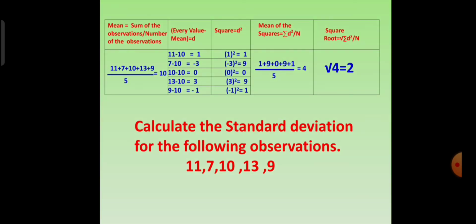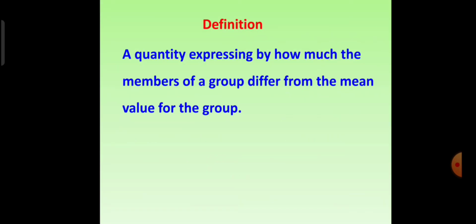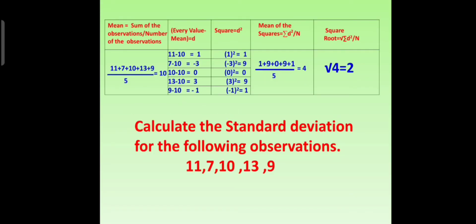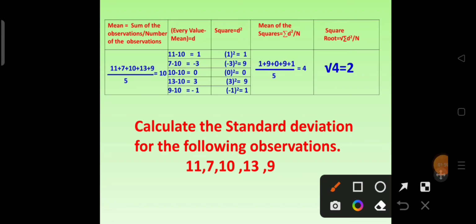Then the second step is the difference. That means we have to find out the difference between the mean and the known observation values. The first observation is 11 and the difference between 11 and 10 is 1. The second observation is 7, and if we remove the 10, that means the mean, from the 7 we get minus 3. The third observation is 10, and if we remove the mean 10 from the 10 we get 0. Like that, if we remove the 10 from 13 we get 3, and from 9, if we remove 10 from the 9 we get minus 1.